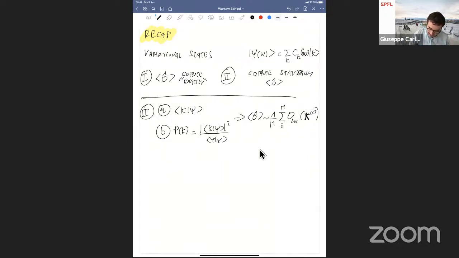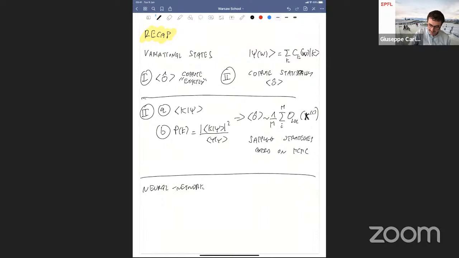I gave you the definition, and I told you about some sampling strategies based mostly on Markov chain Monte Carlo, and how in general that is a Swiss knife approach that you can use for several different probability distributions, and in particular for wave functions in this case. Then we went straight to the idea of using neural network representations of wave functions, because until that point we didn't discuss how to parameterize quantum states.